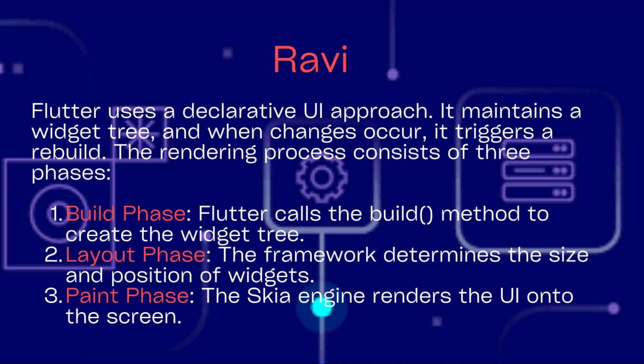The rendering process consists of 3 phases. Build phase: Flutter calls the build method to create the widget tree. Layout phase: the framework determines the size and position of widgets. Paint phase: the Skia engine renders the UI onscreen.